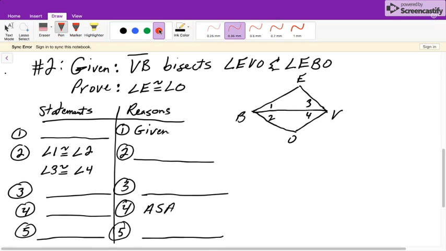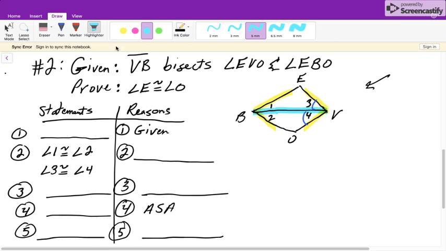Now, before you do anything with this actual proof, you should go over here and fill in everything that you can on your drawing to see how you can prove that these triangles are congruent. And remember, I'm going to use two different colors. It says VB bisects angle EVO. So here's my angle EVO, and when BV bisects it, that means it is cutting it in half. So I can put this arc mark here and this arc mark here, because it's creating those two congruent angles. And then it tells me it bisects EBO as well.